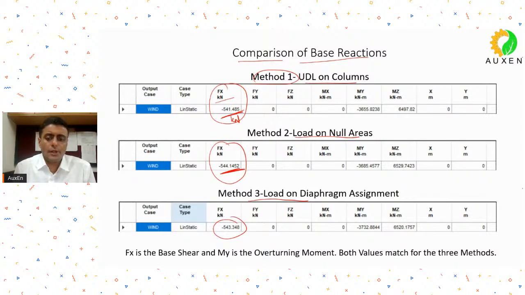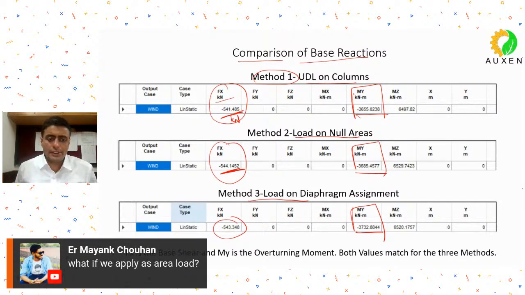So if you see, the total lateral loads, total wind loads applied in the model are almost similar in all the three methods. Okay, also you will see almost the same overturning moments for all the three methods. So this also tells us that not only the total wind force being applied is similar, but also the distribution is more or less happening similar. Okay, do you get it?